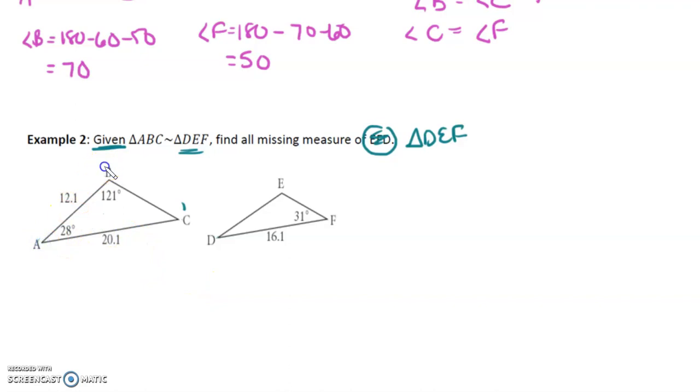So let's do angles first. Angles I feel are easier. Angle A is equivalent to angle D, right? The first letter here and the first letter here. So angle D is going to be 28. And then angle B is 121, so angle E is 121. You can check if these three add up to 180, and they should.